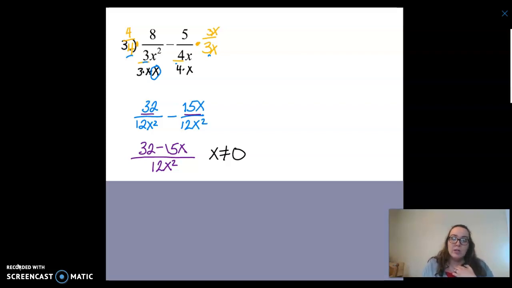Now I'm going to look, is there a way to factor that numerator? There is nothing that 15 and 32 have in common. I cannot simplify the 32 and 12, I cannot simplify the 15 and 12. This is my final answer right here.